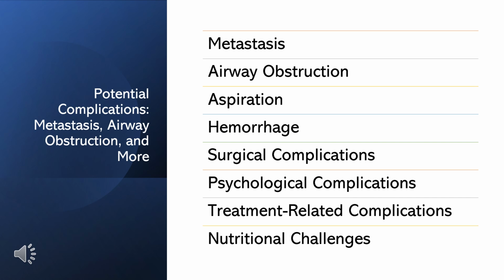Airway obstruction is a life threatening condition where a blockage prevents air from entering the lungs. It could be caused by tumor growth obstructing the airway, inflammation due to radiation, post surgical edema, or even mucus plugs. Signs to look for are stridor, decreased oxygen saturation, and respiratory distress.